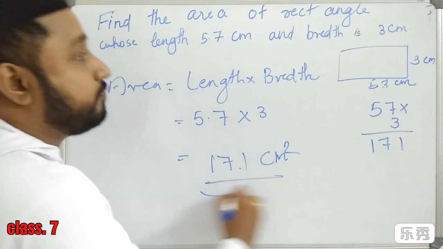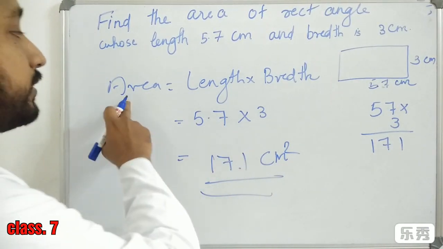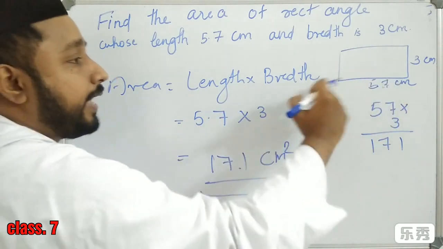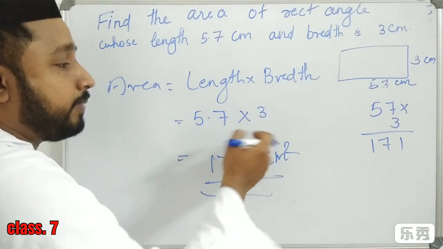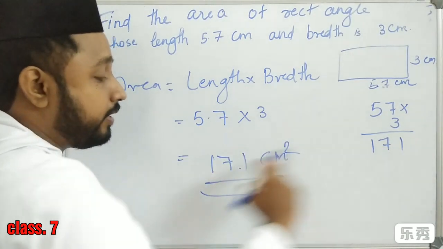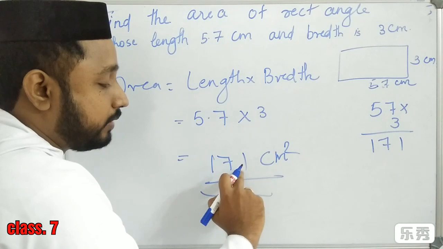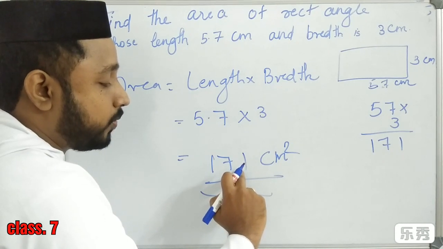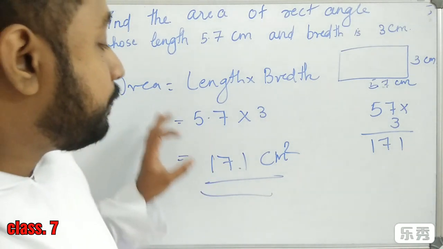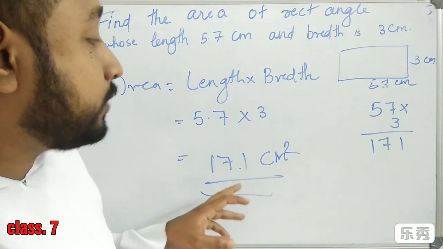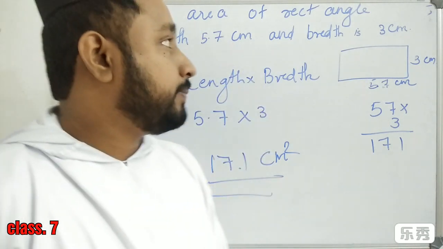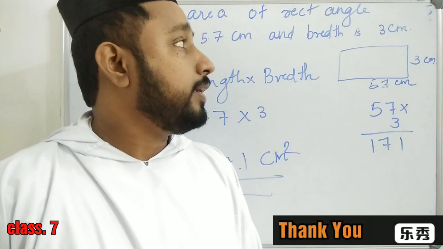So the formula for finding the area of the rectangle is area is equal to length into breadth. Here length is 5.7 centimeter and breadth is 3 centimeter. Multiplying, that is 5.7 into 3 is 171. So after 7 we put the point and we got 17.1 centimeter square. So 17.1 centimeter square is the area of the rectangle whose length is 5.7 centimeter and breadth is 3 centimeter.